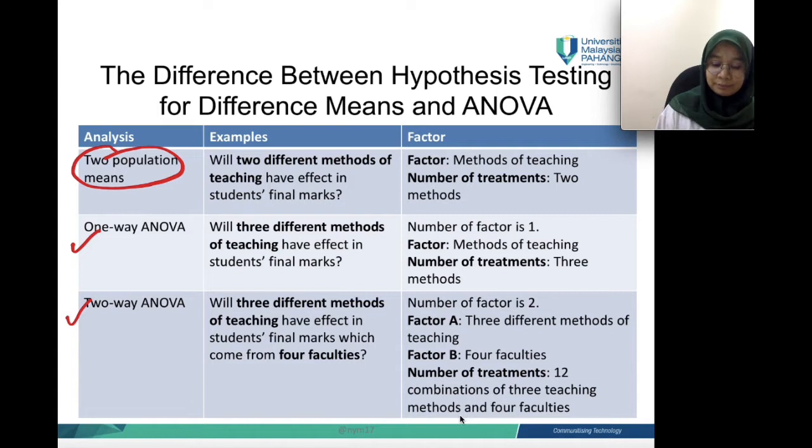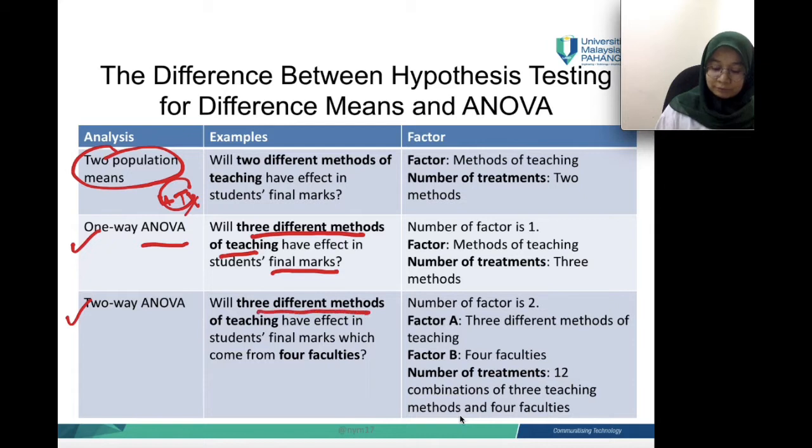For example, will two different methods of teaching have an effect on students' final marks? You have two methods, so only two methods. You want to compare these two methods. You can use hypothesis testing. Right. So now, will three different methods of teaching have an effect on students' final marks? No, you have three methods. Can you use hypothesis testing? No, because you have three mu now. So you have to use the one-way ANOVA. So look at two-way ANOVA.